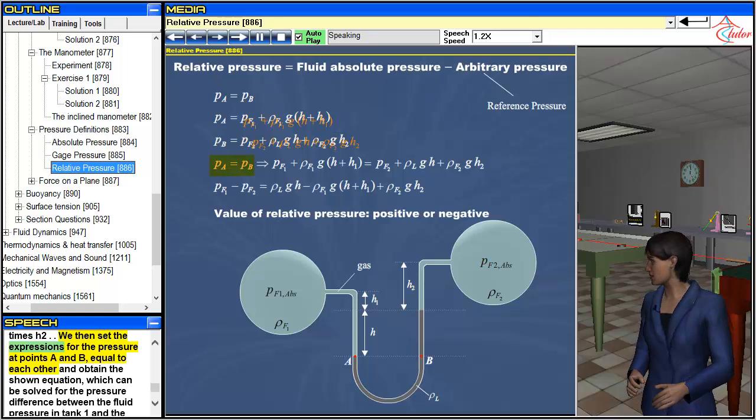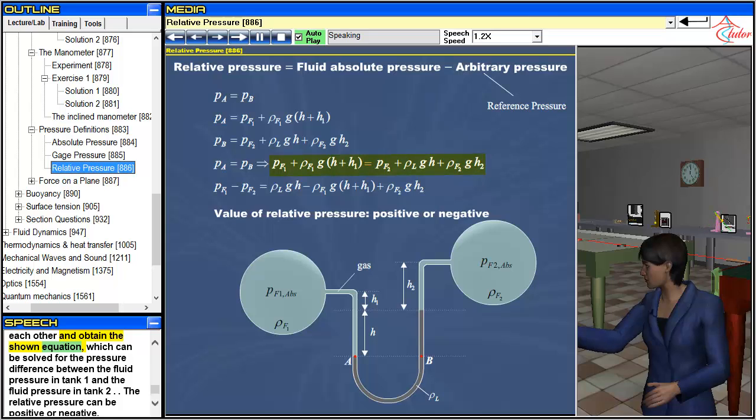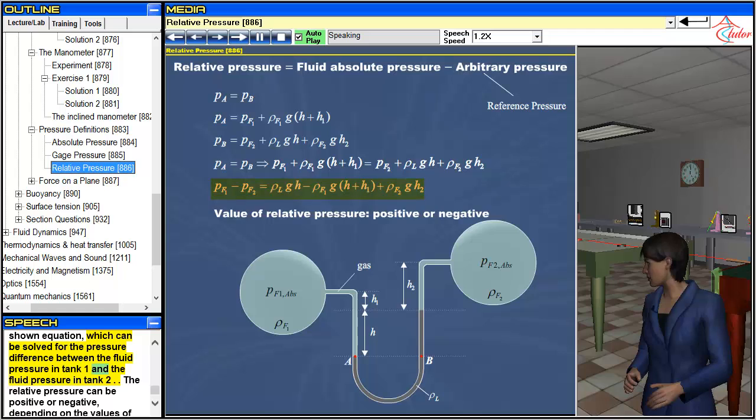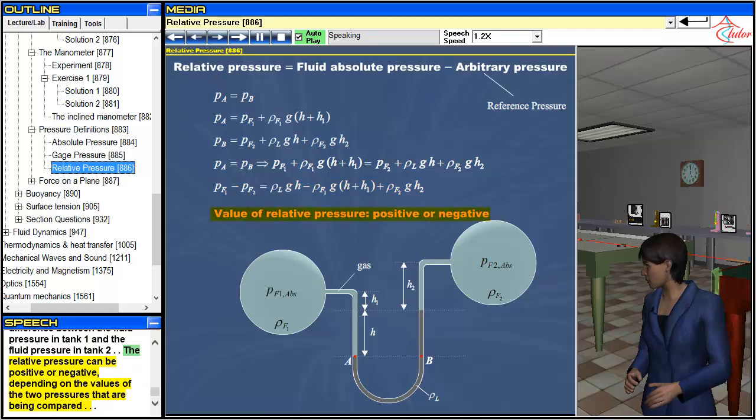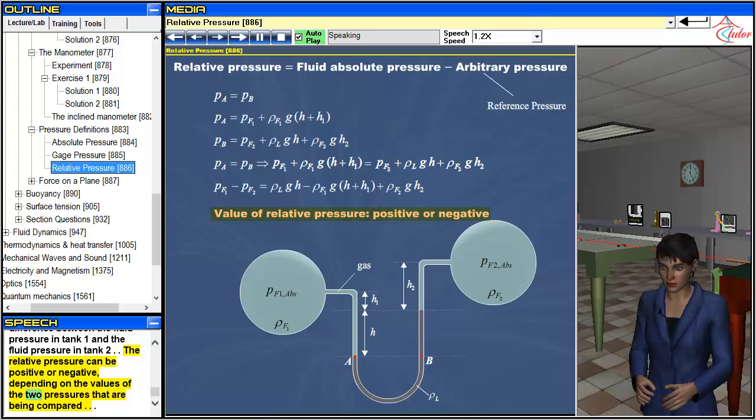We then set the expressions for the pressure at points A and B equal to each other and obtain the shown equation, which can be solved for the pressure difference between the fluid pressure in tank 1 and the fluid pressure in tank 2. The relative pressure can be positive or negative, depending on the values of the two pressures that are being compared.